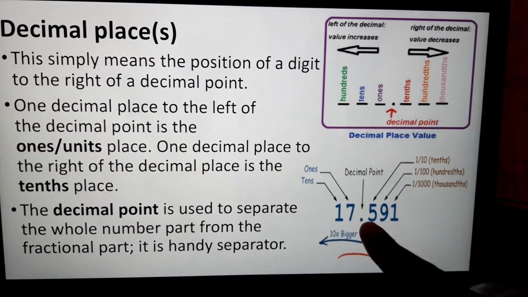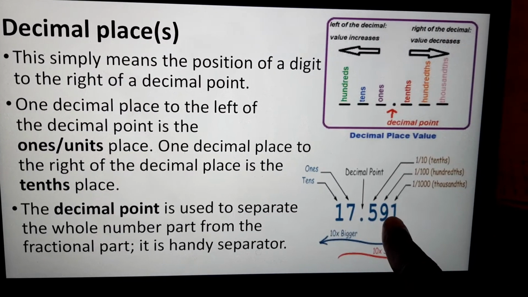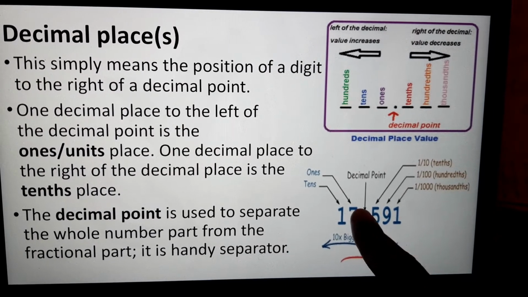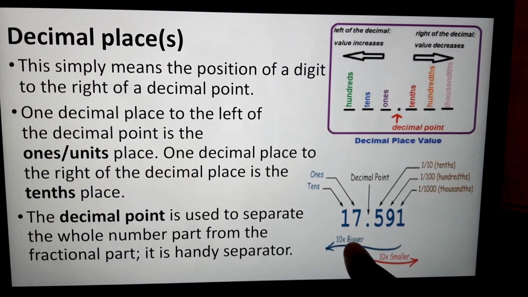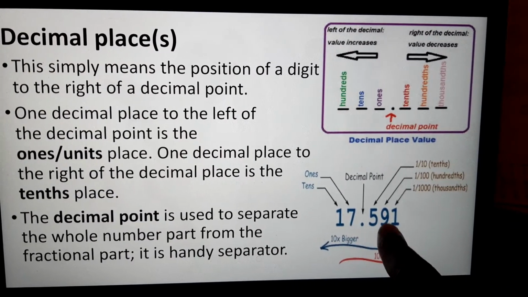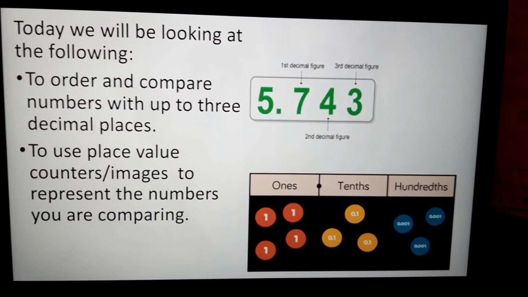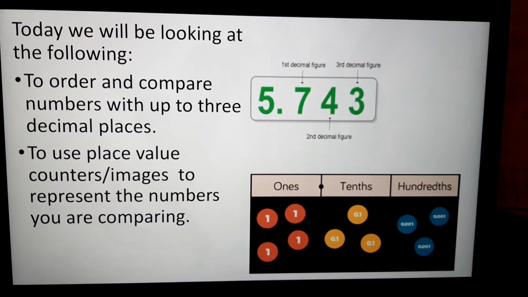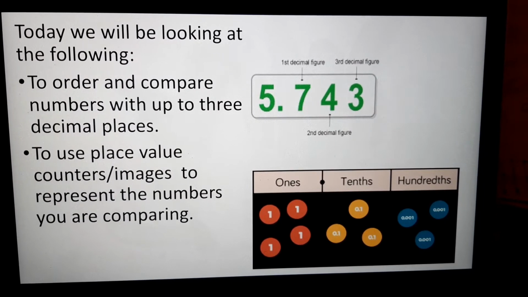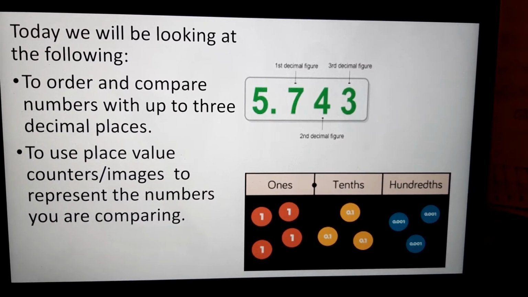So the decimal point is used to separate the whole number from the fractional part. So remember, I've said that any digits before the decimal, these are considered whole numbers, and all the digits after the decimal point are fractions. So today we'll be looking at the following: to order and compare numbers with up to 3 decimal places, and to use place value counters or images to represent the numbers you are comparing.